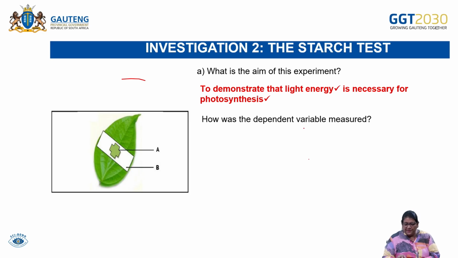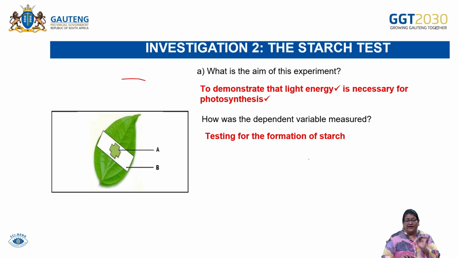So how was the dependent variable measured? How was the presence of starch measured? How are you going to know that photosynthesis took place? You're going to test for the presence of starch. So the presence of starch is going to be tested in order for you to measure the rate of photosynthesis. Did photosynthesis take place? I have to test for the presence of starch, because my plant was de-starched. So if starch is there, it means photosynthesis took place.